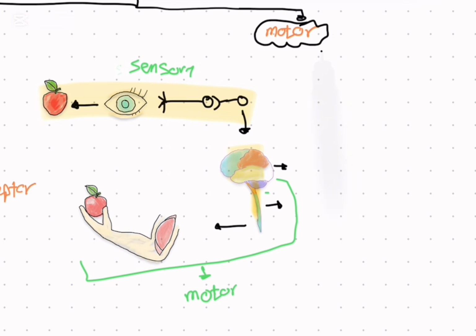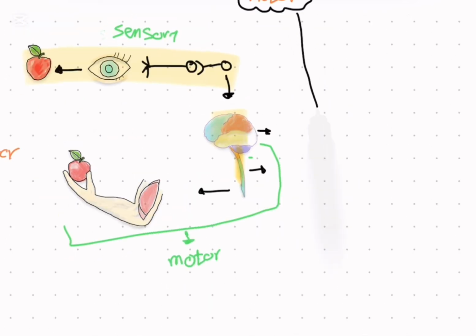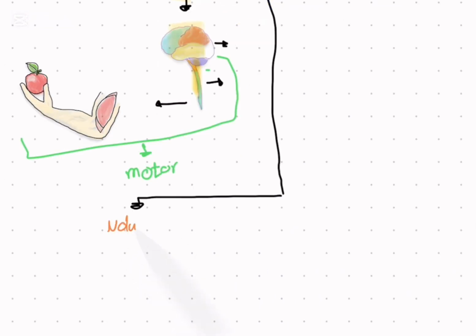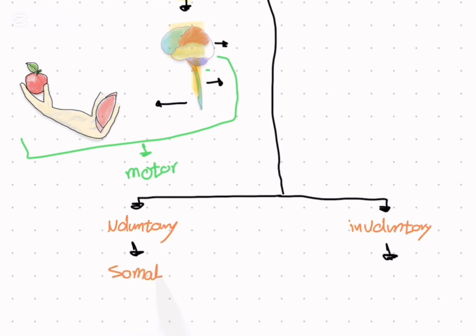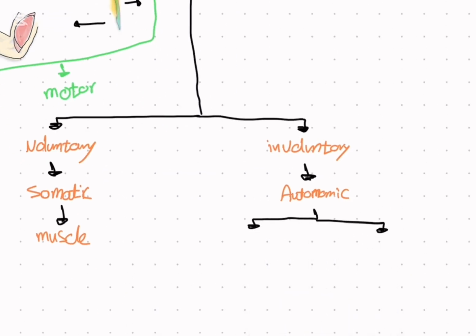Now the motor part itself is divided into two parts. If this order is going to a voluntary organ, like my muscles, like my eyes, something that I can control, this is called the somatic nervous system. On the other hand, when these signals are directed to involuntary parts of the body, such as the heart, the digestive system, and other functions beyond conscious control, it is known as the autonomic nervous system. Now, the autonomic nervous system itself is divided into two parts. One of them is called the sympathetic, and the other is called the parasympathetic.